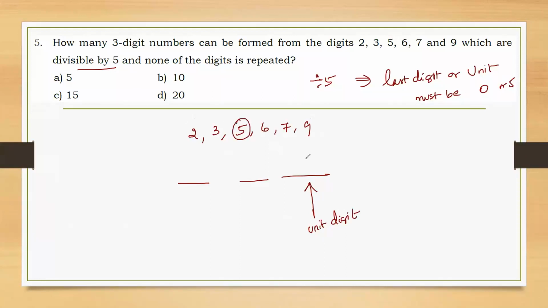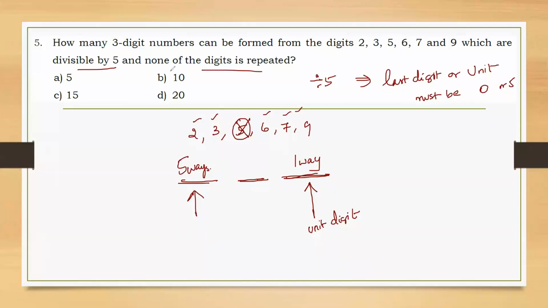So we have only one 5. Therefore, only one way. We can ask 5 to come and sit here. Okay, 5 will be placed here. Then there are remaining 2 places. Now, this place can be filled by any one of the 5 numbers. We have 5 numbers remaining, right? So any one, so we have 5 options, 5 ways.